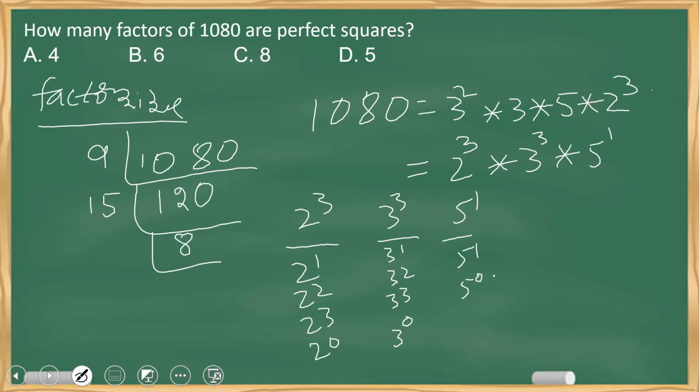Now coming to the question, how many factors of 1080 are perfect squares? A perfect square will be achieved by multiplying perfect squares. So in 2 powers, what are the perfect squares? In 3 powers, what are the perfect squares? And in 5 powers, what are the perfect squares? 2 into 2 into 1, that is equal to 4. Understand the point here? So the answer is 4.